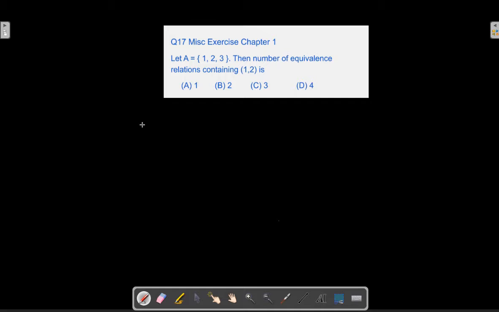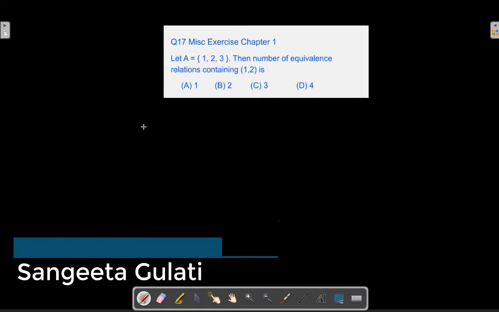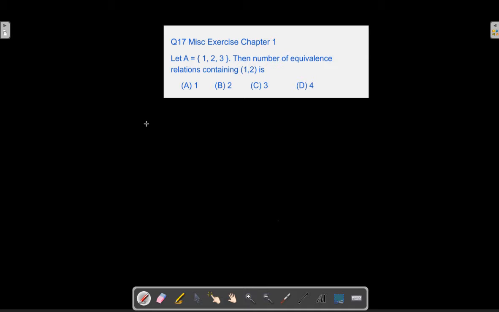Let's consider one more question from the miscellaneous exercise of chapter 1, question number 17. The question says, let A be the set containing 1, 2 and 3. Then how many equivalence relations containing 1, 2 can be formed? So you have the choices of 1, 2, 3 or 4.